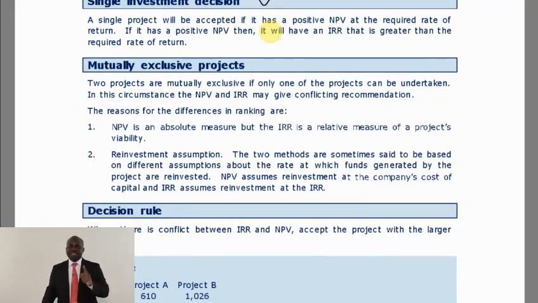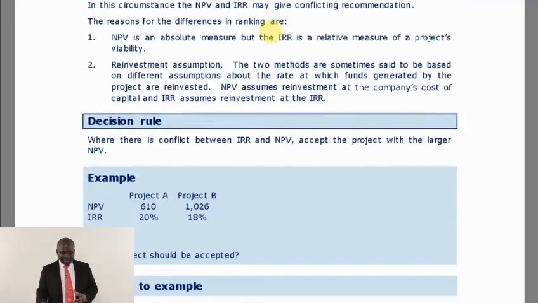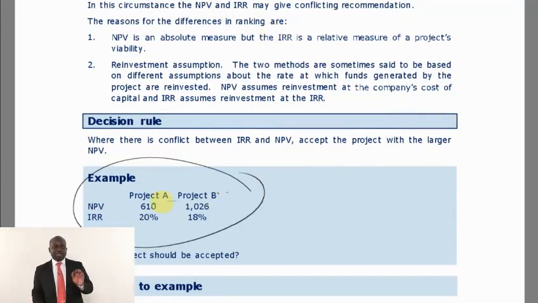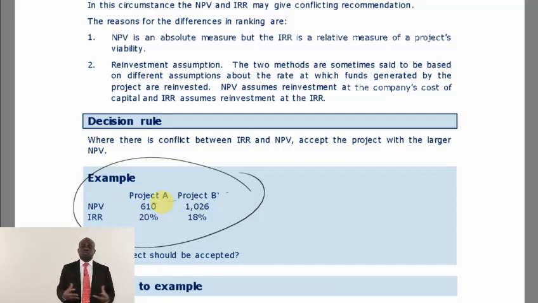However, where there are mutually exclusive projects, when do we say projects are mutually exclusive? Projects are mutually exclusive if you cannot do all of them at the same time. If I say A and B are mutually exclusive, it means I can either do A or I can do B. I can't do all of them at the same time. When you have got these mutually exclusive projects, it is likely that NPV might say choose A, and internal rate of return might say choose B. There might be that conflict.